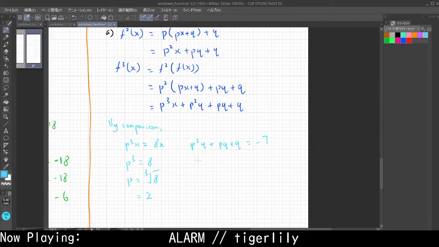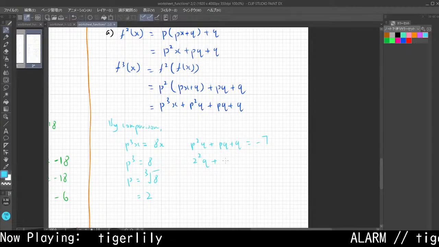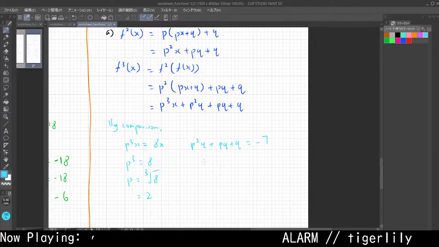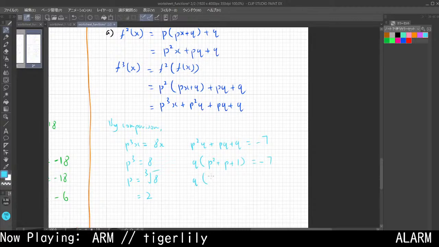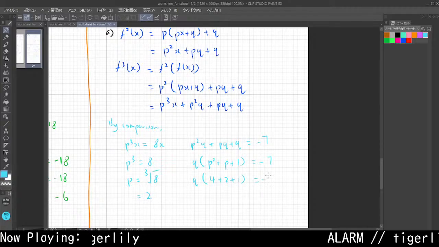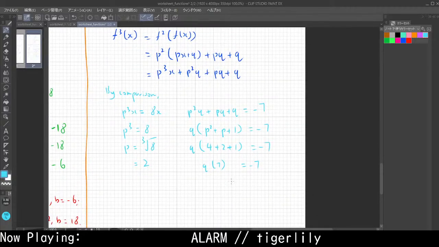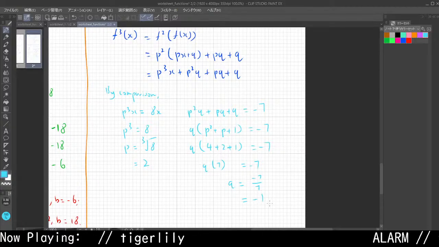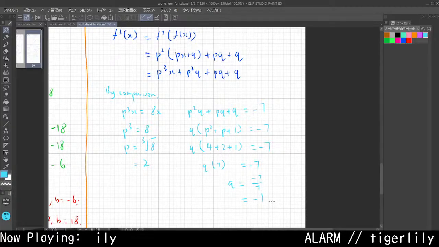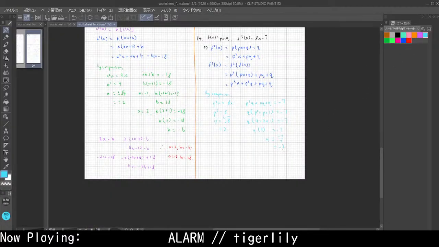So you will get p square q plus, actually you can just factorize q out. q times (p square plus p plus 1) equals -7. Substitute p inside: 2 square is 4 plus 2 plus 1. q times 7, since 4 plus 2 plus 1 is 7. 7 move over to do division. -7 divided by 7 is -1. p is 2, q is -1. Okay, so this is part A.